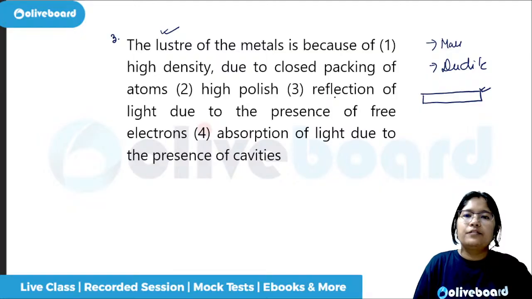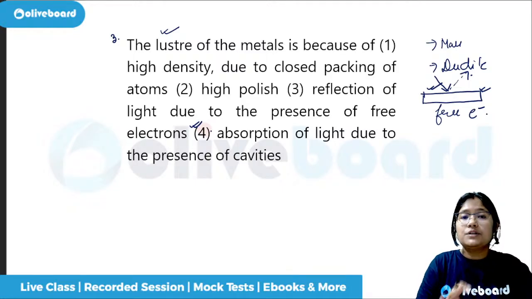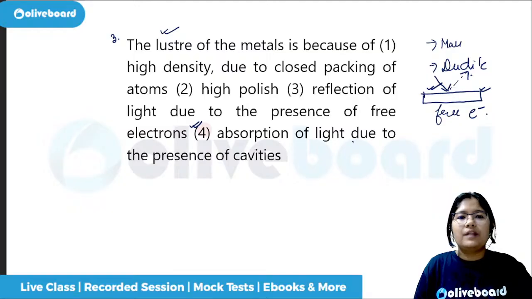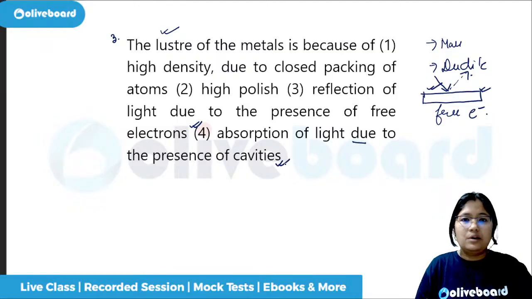Reflection of light due to the presence of free electrons. But why is the reflection of light taking place? On this polished surface, when light falls, it will be reflected back, as a result of which it is reflected back always because there are free electrons, and because of this they will have that lustrous color or glow. Absorption of light due to the presence of cavities. There are no cavities. So which is the correct answer?